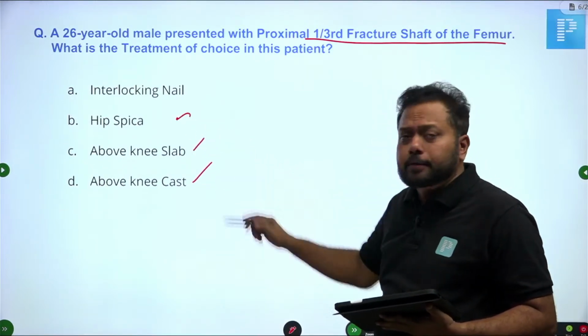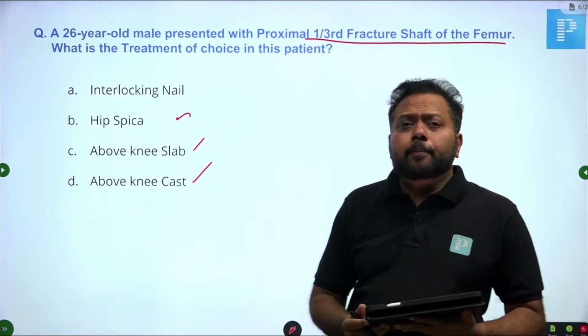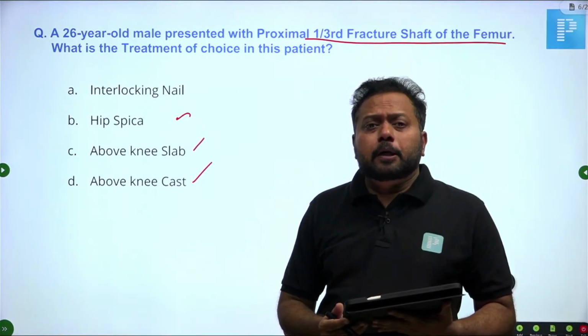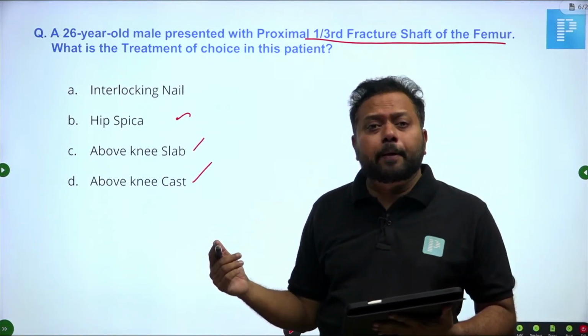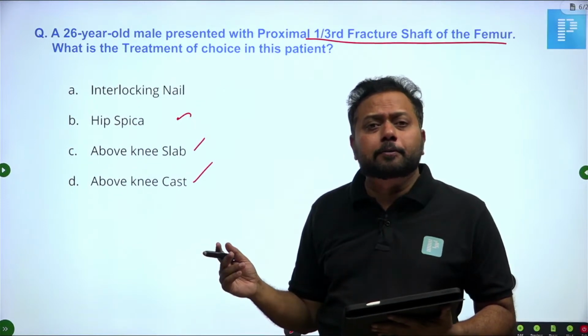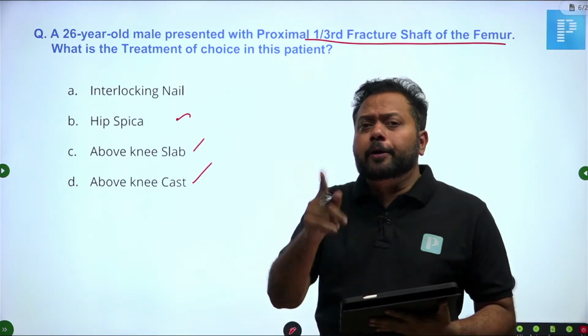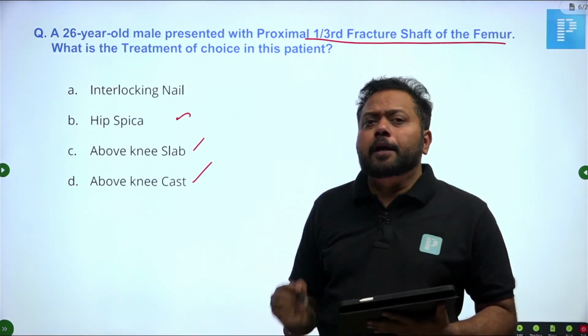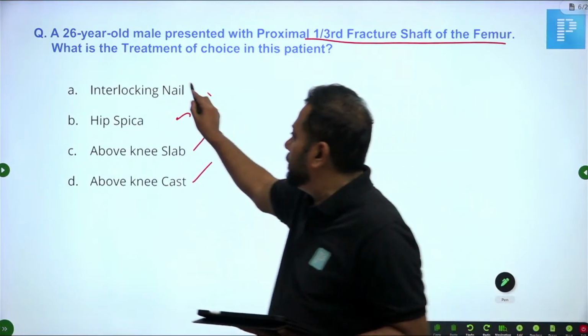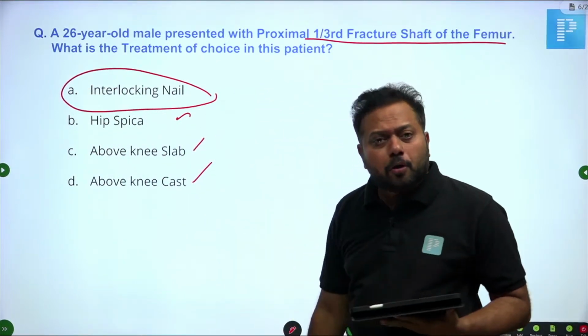This and all are useless, because you know femur fracture in proximal third, violent muscle pulls will happen. So definitely it will be totally displaced. The only treatment or treatment of choice, the best treatment is intramedullary interlocking nail.